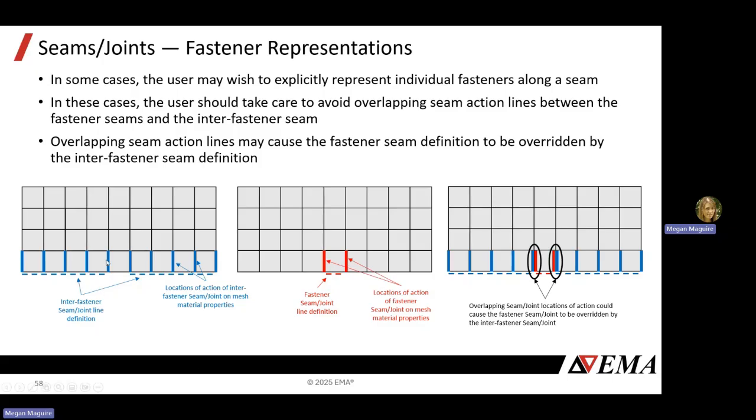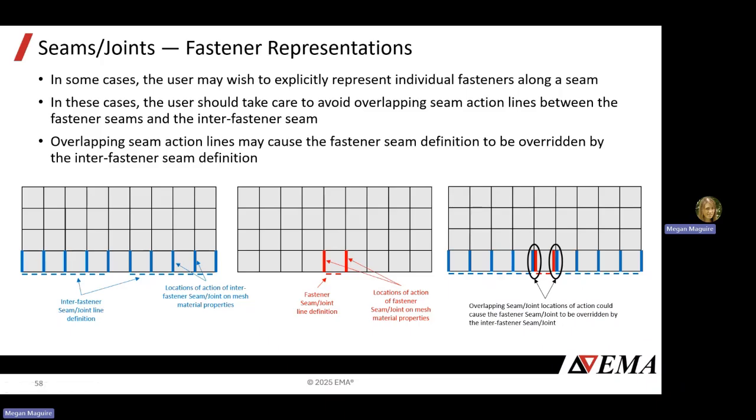One thing I want to call out is possible issues with this approach. On the left, you can see that I have this blue definition where I have one cell in the middle that I leave out of my interfastener seam definition. And then I make a fastener seam definition at that one cell. Once you combine them, they're overlapping, essentially.